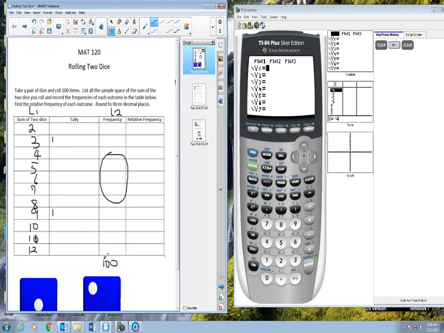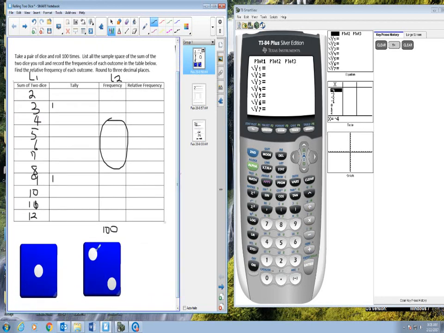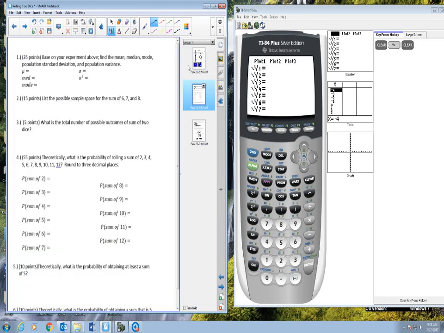Everybody's project is different. How you roll the two dice, everybody's a little bit different, so nobody should have the same answers.